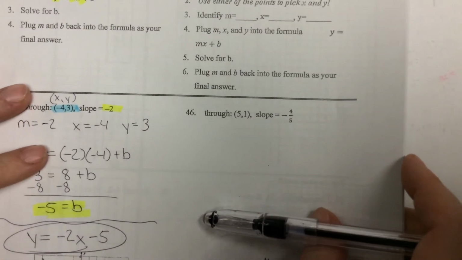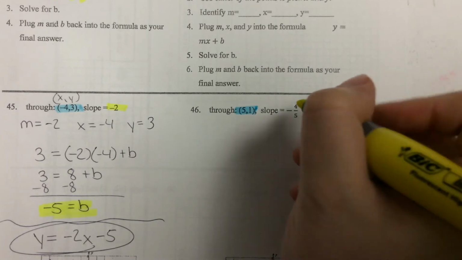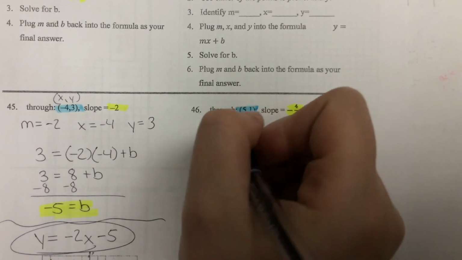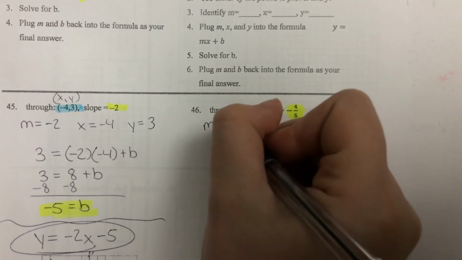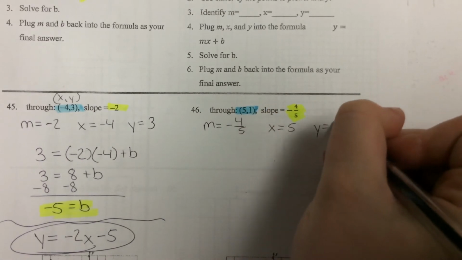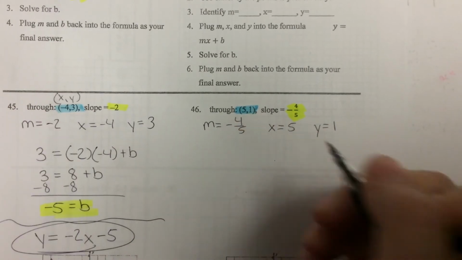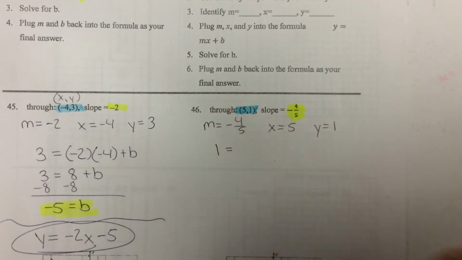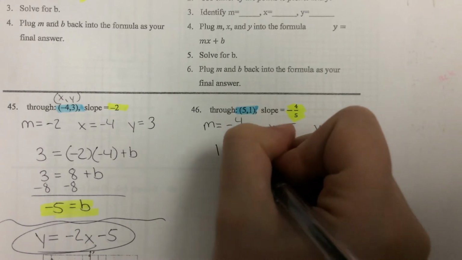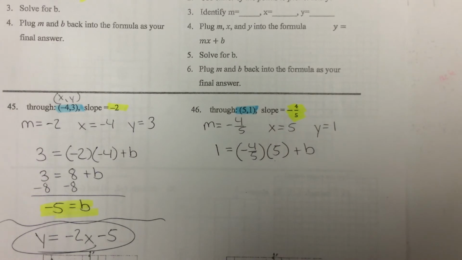Number 46. We have an equation that goes through this point, 5, 1, and we have a slope of -4/5. So let's plug everything in. Well, first let's identify m equals -4/5, x equals 5, and y equals 1. So let's plug everything into the formula and solve for b. So we have y equals mx plus b, so 1 equals -4/5 times 5 plus b. All right.